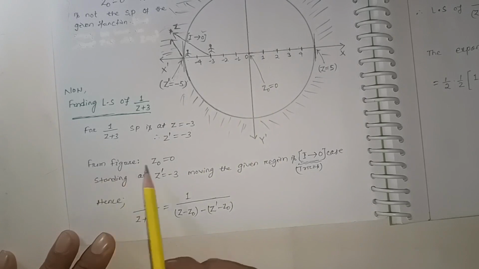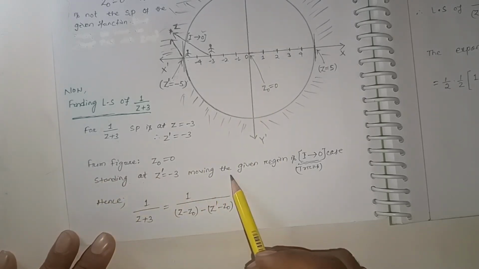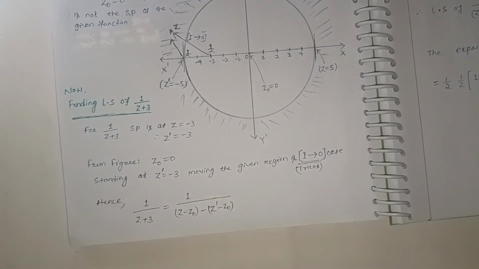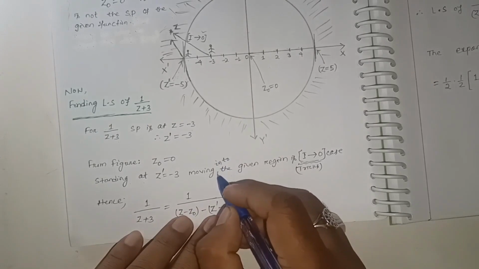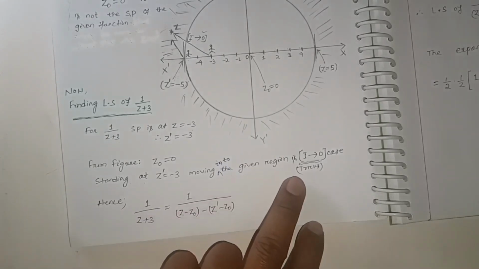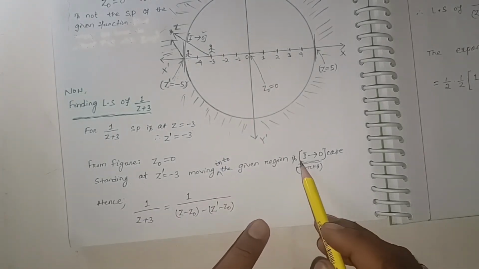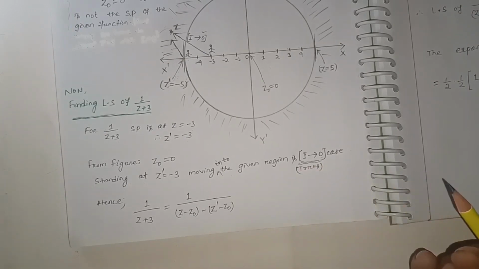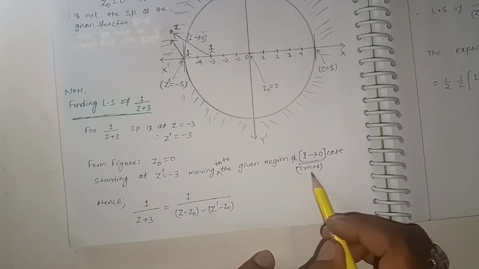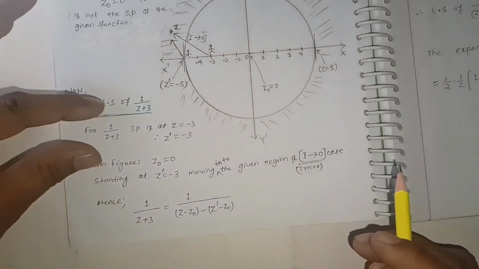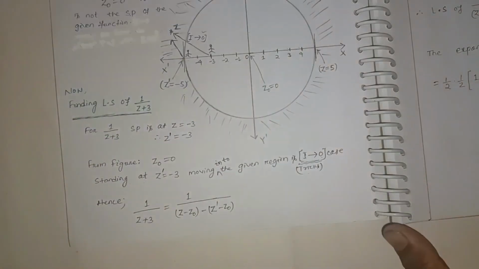I have written from the figure: z0 is 0, standing at z dash equal to minus 3, moving into the given region. What type of case is it? That is your into out case. That is the so-called trick. See, you should not write this trick in your exam. Here I have written it for your note. Okay, you should not write it in the exam. In the exam, I will tell you what to write, with shortcuts, no problem.